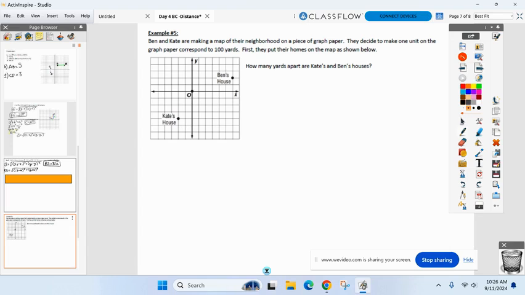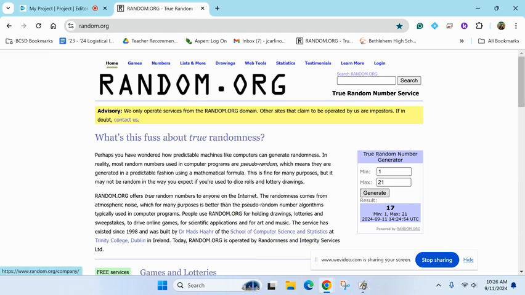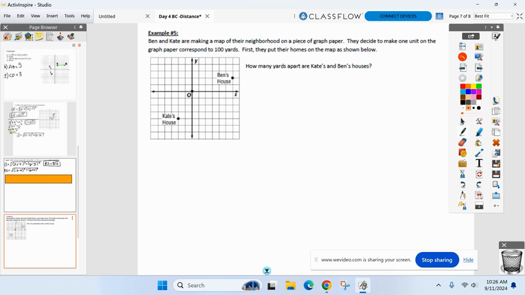Every unit on the graph paper is 100 yards. All right, how many yards away are their houses? First thing I'm probably going to need to know is what's the coordinate of Ben and Kate's house, right? So I can start this journey. All right, I'm going to ask one person the coordinate for each. So I need the coordinate for Ben and Kate's house. Let's see, who's up here? Lucy, how about Ben's house? What do you got there? Hold on. Yep, count them up.